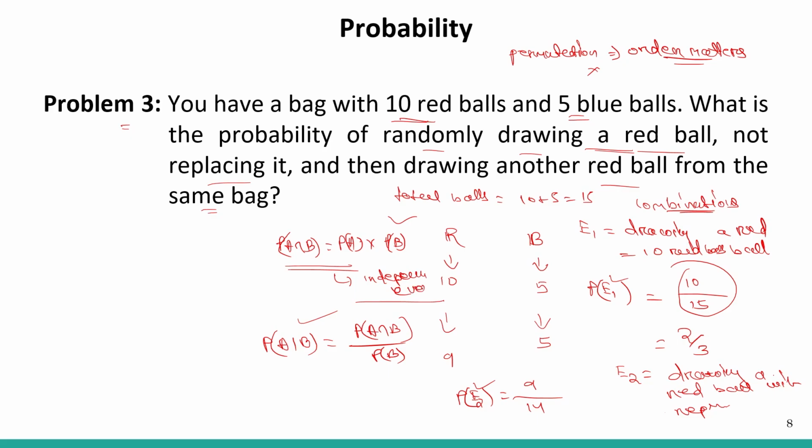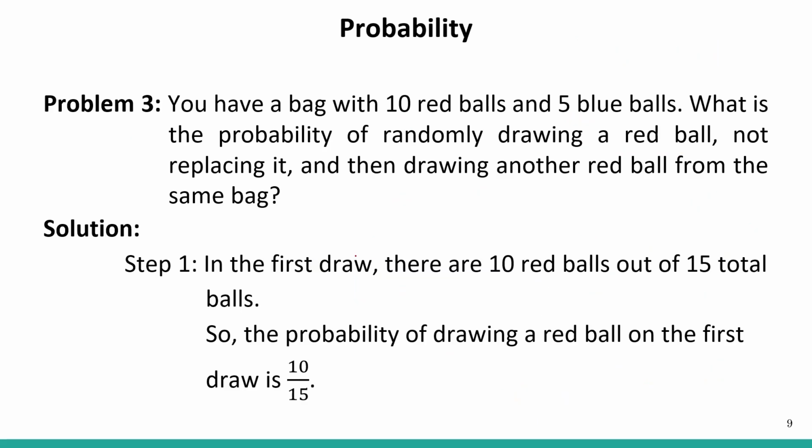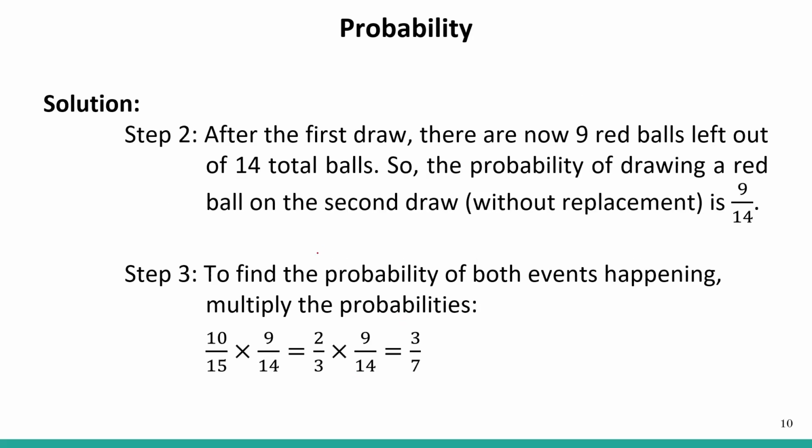That is not the case here. So we have the first probability of E1, that in the first slot we take a red ball. Then we get in the second slot and get the red ball, without replacement. So this is equal to probability of E2. To find the probability of both the events happening, 10 by 15 into 9 by 14 is equal to 2 by 3 into 9 by 14, that is equal to 3 by 7.